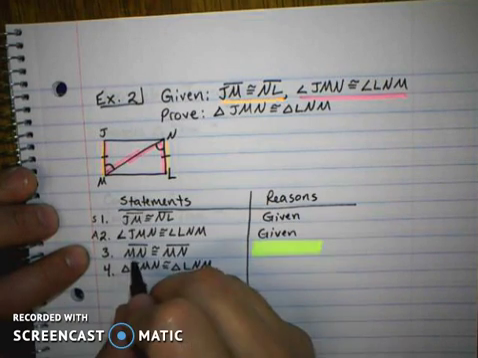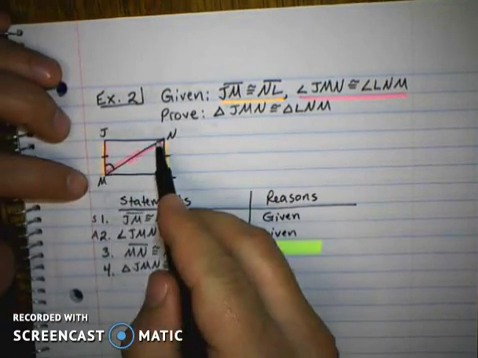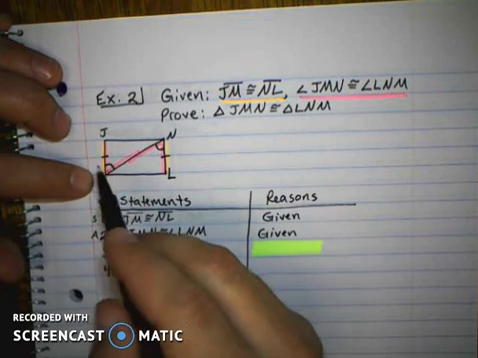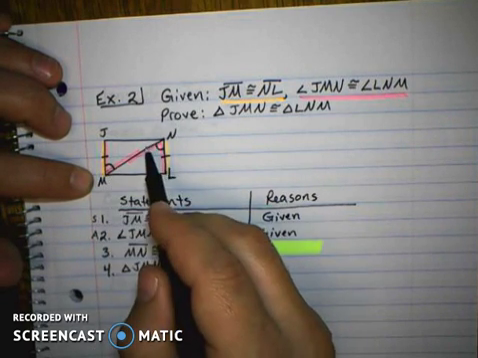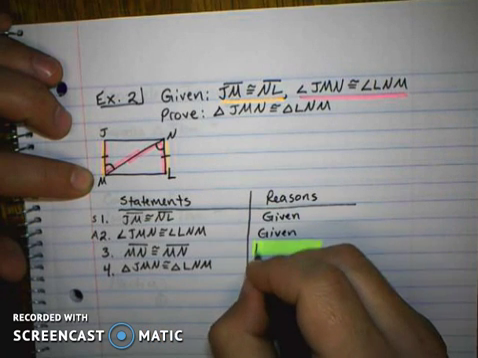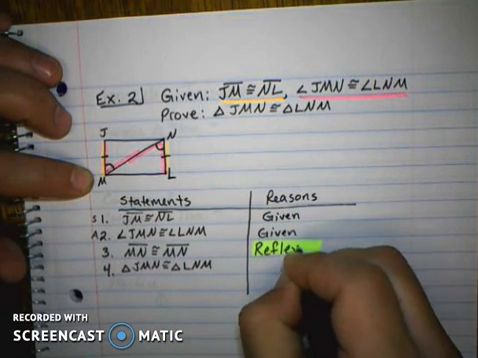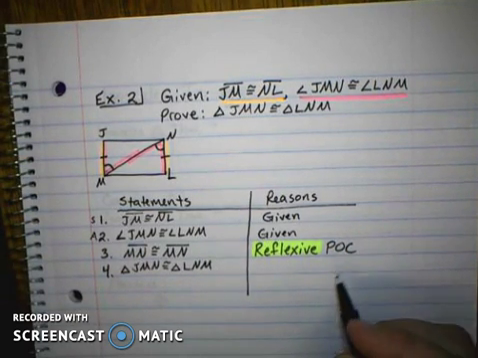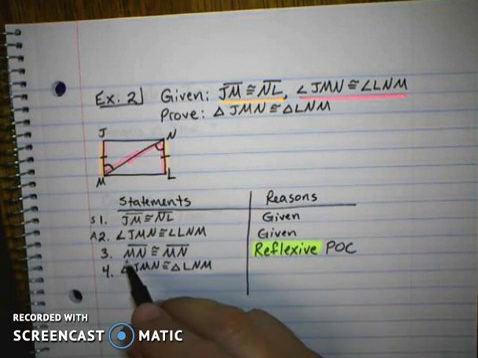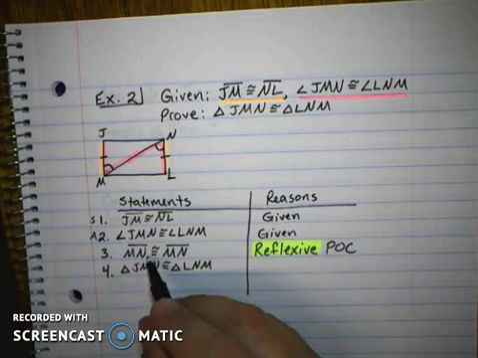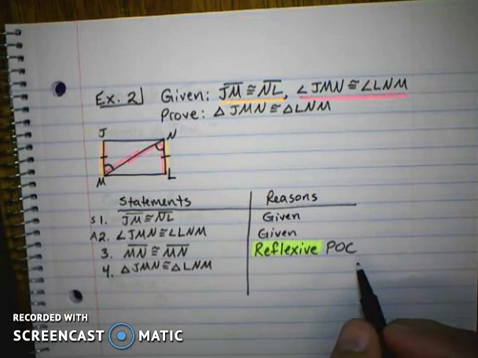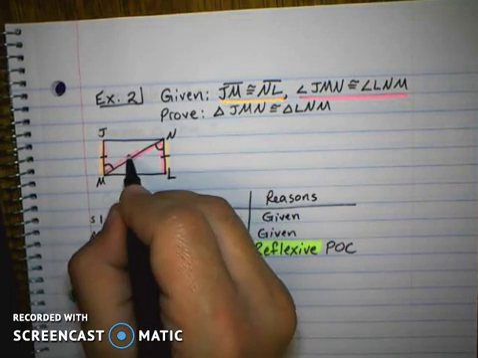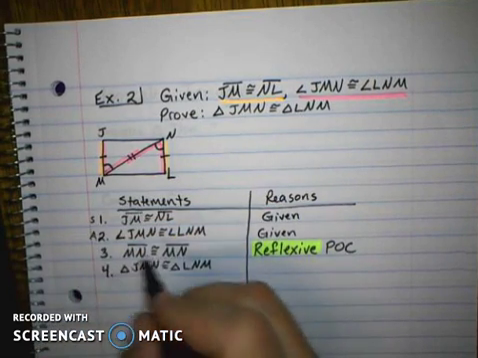Statement 3, we say that MN is congruent to MN. MN is the same segment for both triangles. Both these triangles share that as a side. We have a reason that tells us any figure, or any segment in this case, is always congruent to itself. This is called the reflexive property of congruence, or POC. You might remember that from earlier in the year. Anytime we say that something is congruent to itself, that's the reflexive property of congruence. Well, that's that third or second pair of congruent sides. Okay, so MN is congruent to itself. So there's another pair of congruent sides.